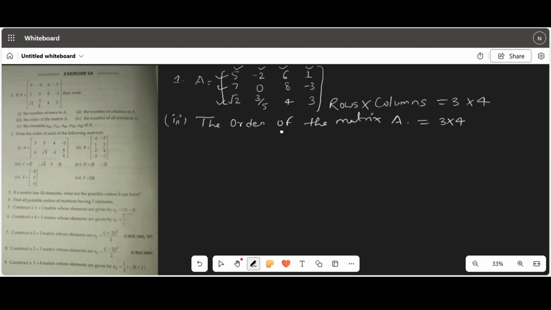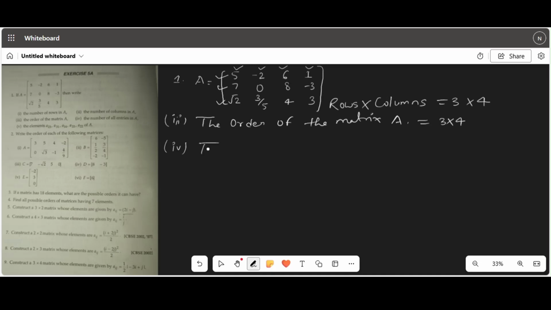Okay. If someone asks what you mean by order, you can say order is written as rows into columns. So the order is 3 cross 4. Now we'll see its fourth number. Fourth number is the number of all entries in A.